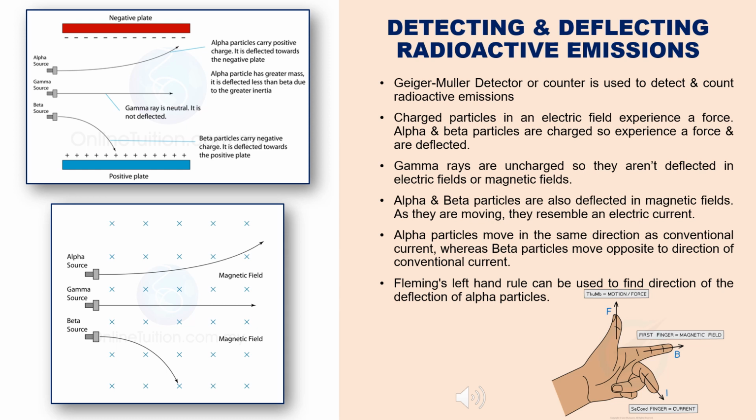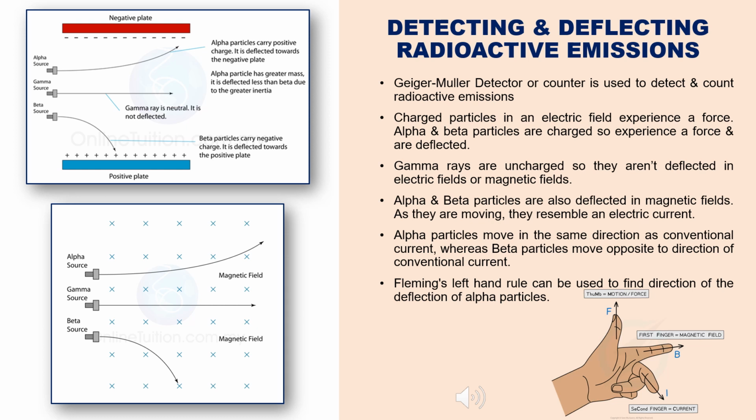Now you must remember that a charged particle in an electric field experiences a force. Alpha particles are positively charged, beta particles are negatively charged, which is why both alpha and beta particles experience a force in an electric field and they are deflected. But you must also remember that alpha and beta particles will only be deflected in an electric field if they are not traveling parallel to the field. Since gamma rays are uncharged, they will not be deflected in an electric field or a magnetic field.